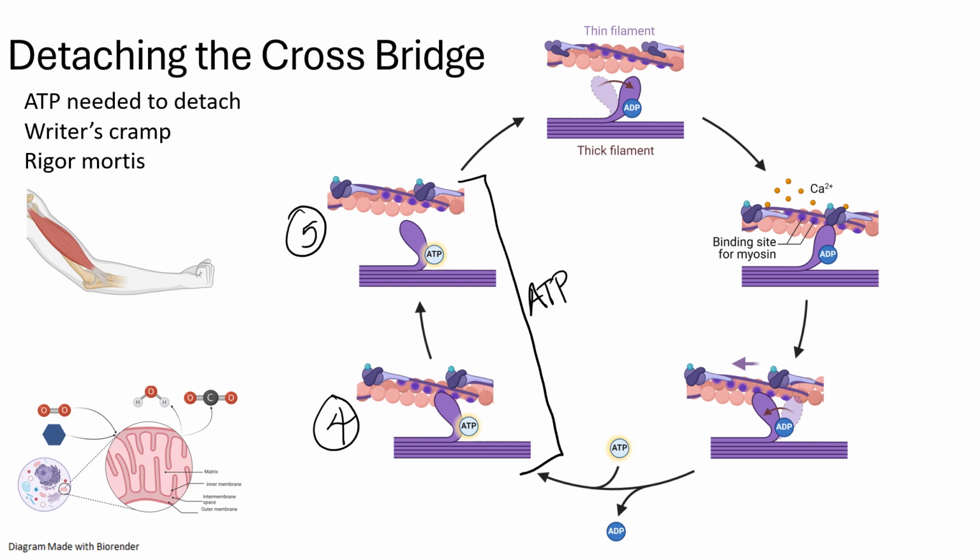Rigor mortis occurs in the same way as writer's cramp. Rigor mortis is basically the last contraction you will ever have. It is the last cross bridge that you will ever make. And you don't need ATP to make a cross bridge.